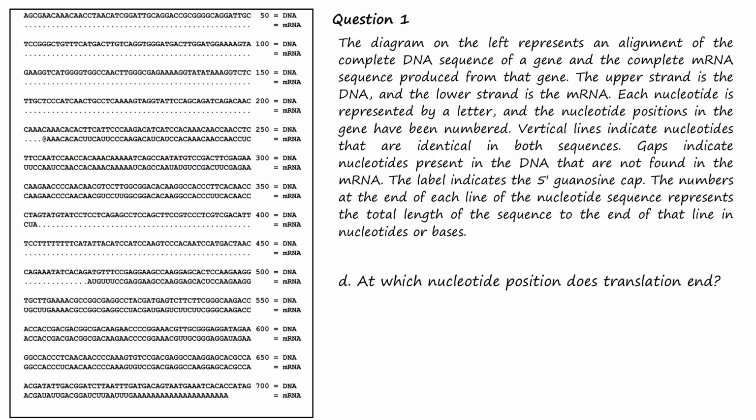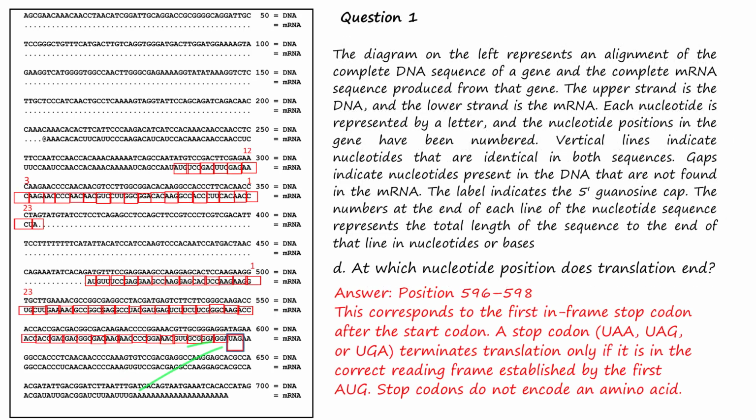D. At which nucleotide position does translation end? Answer: position 596 till 598. This corresponds to the first in-frame stop codon after the start codon. A stop codon, UAA, UAG, or UGA, terminates translation only if it is in the correct reading frame established by the first AUG. Stop codons do not encode an amino acid.